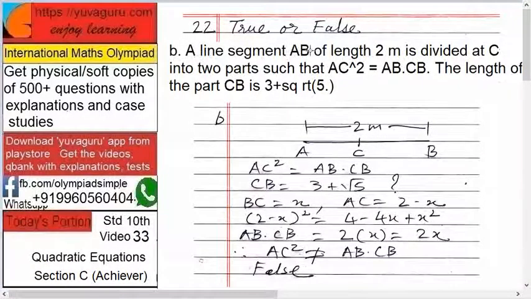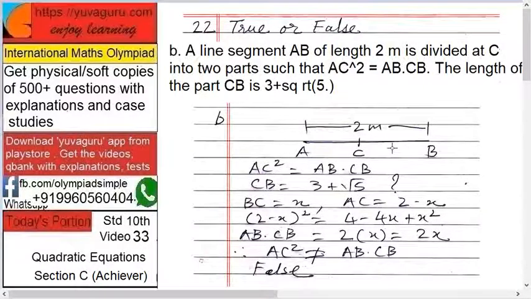Next, a line segment AB of length 2 meters is divided at C in two parts such that AC square equals AB into CB. Then the length of the part CB is 3 plus square root of 5. Is it true or false? So what are the two conditions given? AB is divided by C into two parts such that AC square equals AB into CB. Okay, and CB is given as 3 plus square root of 5. This is what we have to check actually.